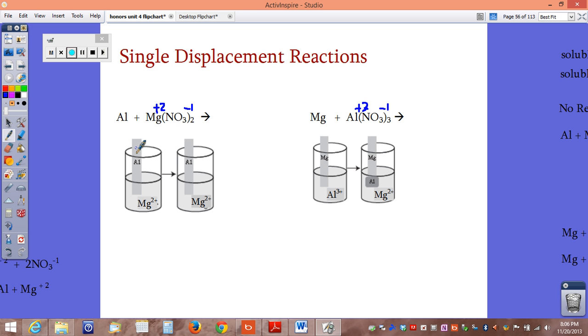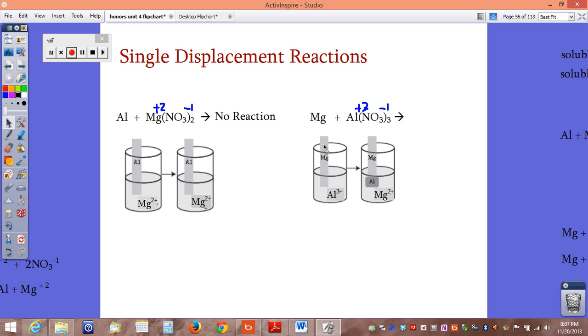On the left, we have aluminum metal placed in a solution of magnesium ions. We see the magnesium ions. Then after time has occurred, we still have the aluminum metal and the magnesium ions. There has been no change, and therefore this reaction did not occur. It is a no reaction.